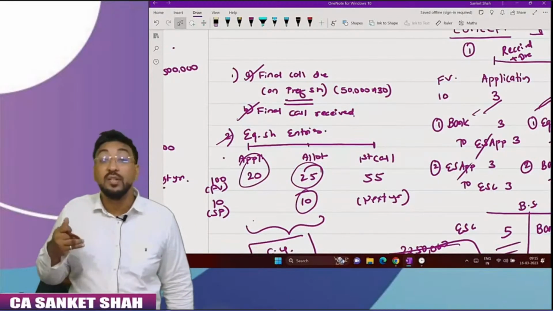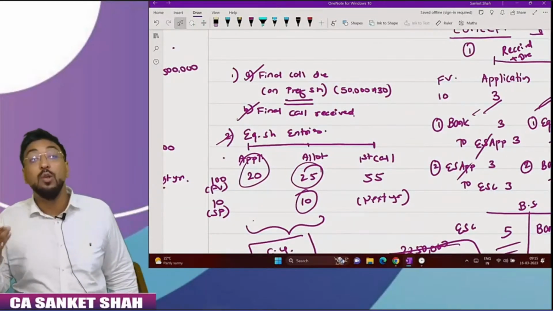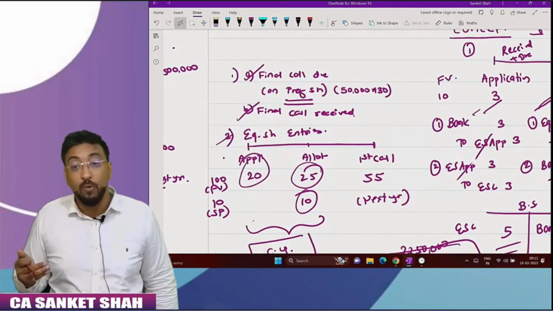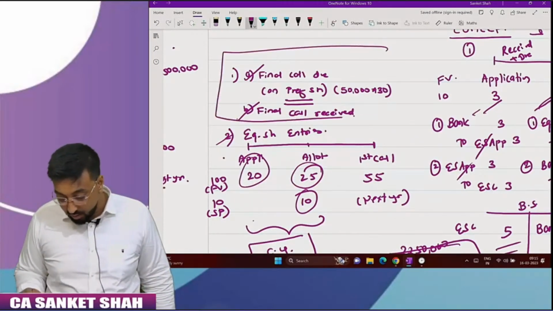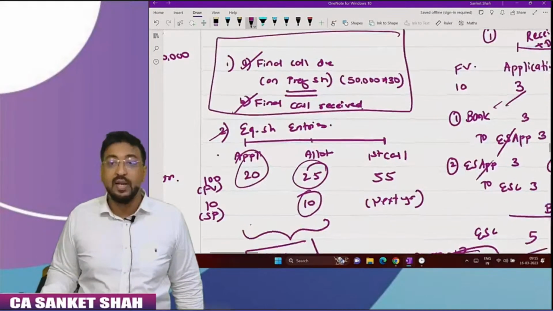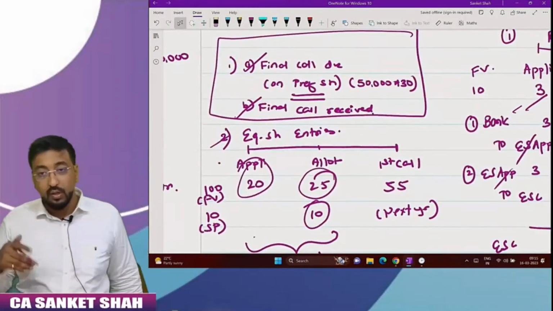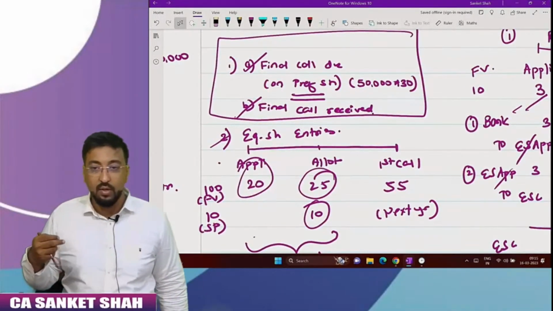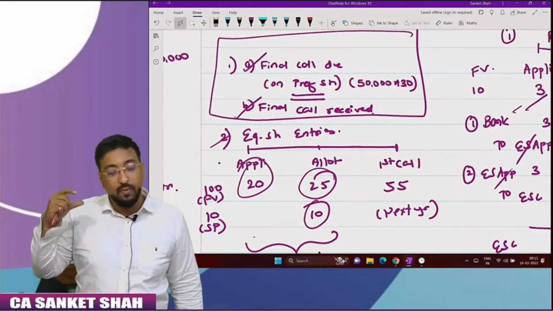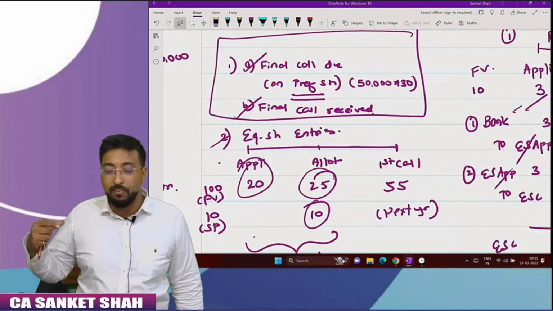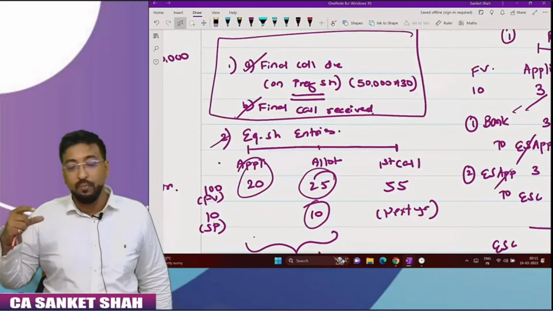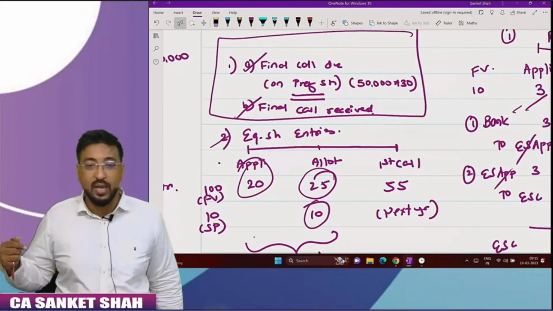That the shares are fully paid up. Then only you can redeem it. If shares are fully paid up, then only you can redeem it. Okay, so remember this. So what is the entry? Come on, recall. Final call account debit to, yes, sorry, final call account debit to preference share capital account. So preference share final call account debit to preference share capital. This is the first entry.